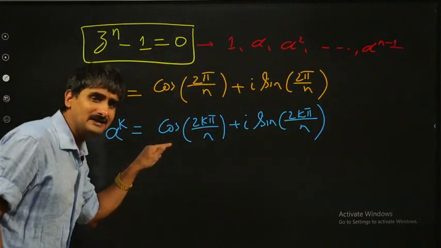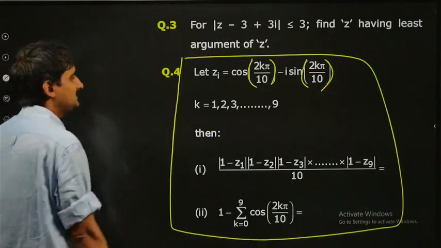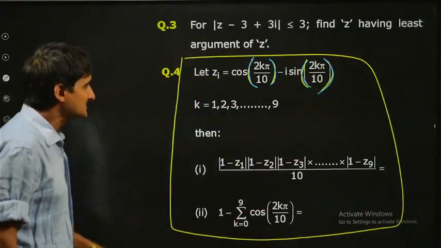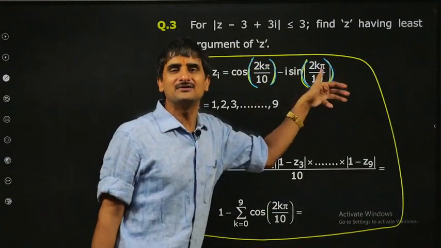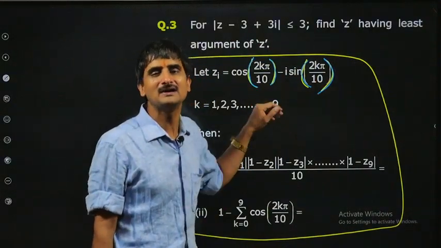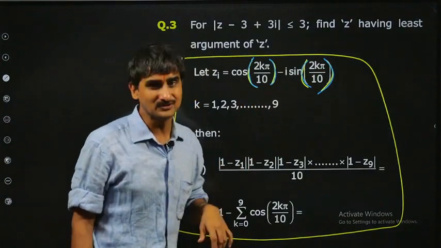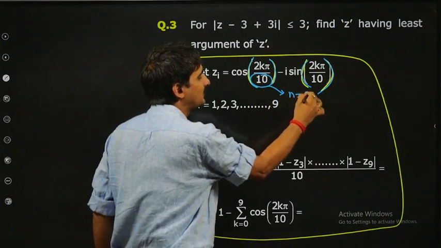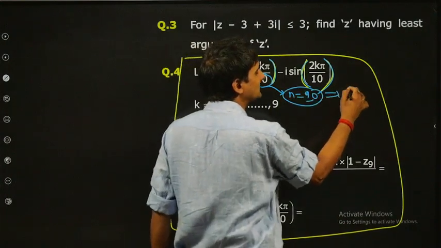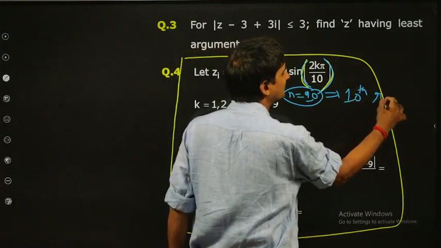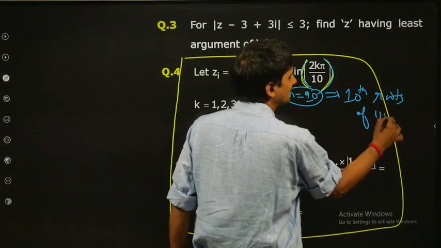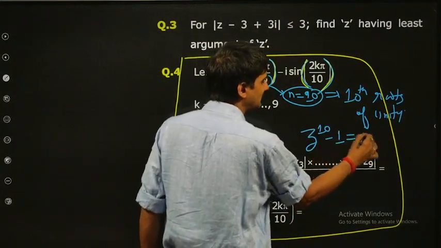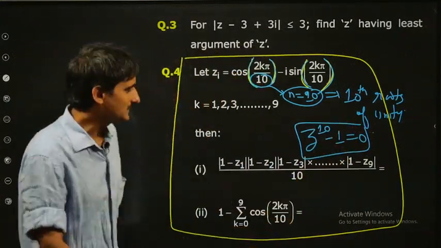Now, looking at that, I said this gives me the idea of using roots of unity. But here it is cos 2k pi by 10 minus iota sine 2k pi by 10. Before that, this number gave us that n is 10, so we are talking about the 10th roots of unity. So we are talking about the roots of the equation z raised to the power 10 minus 1 equal to 0. That's one thing we should keep in our mind.